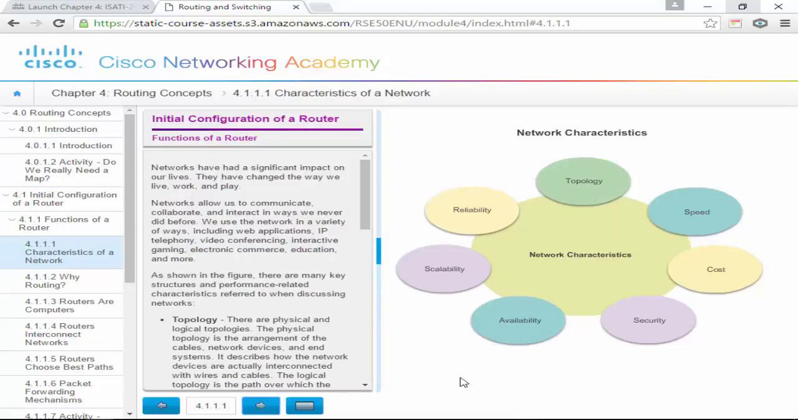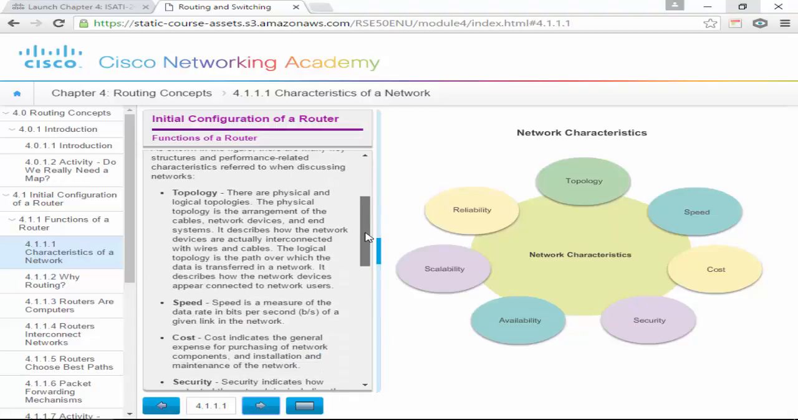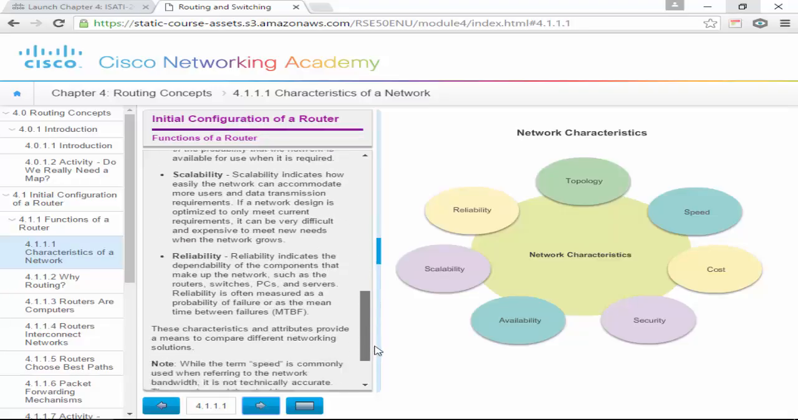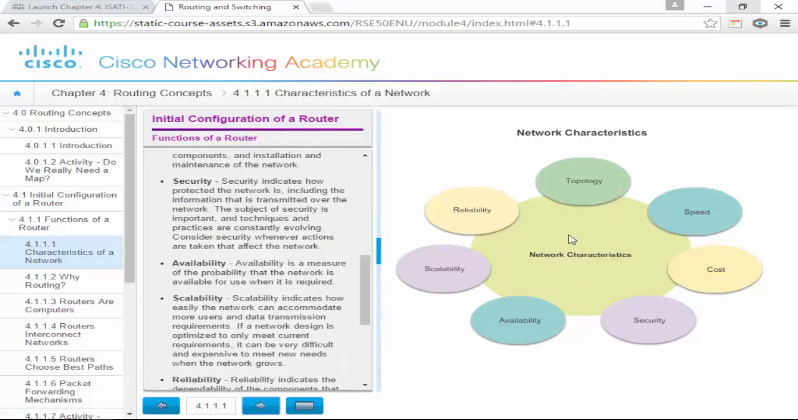Alright, so network characteristics. We have topologies, logical and physical. We need reliability, we need speed. Stuff costs money. We need security, we need availability, we need scalability, we need reliability. Routers allow us to have all these things. They allow us to build topologies.